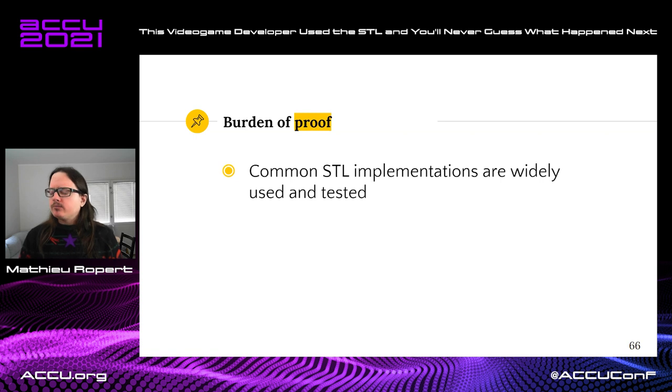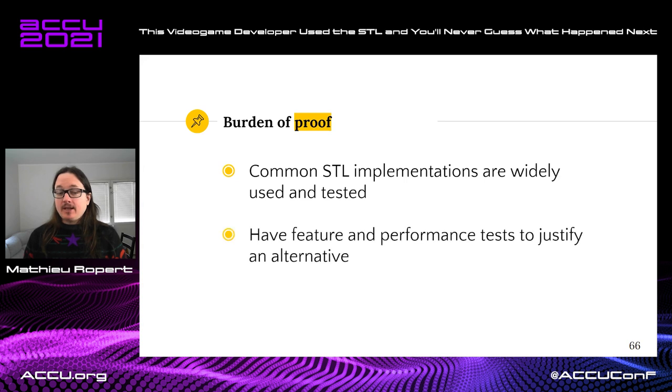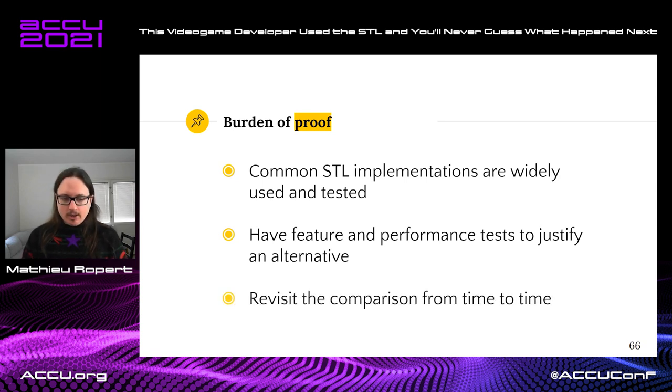I recognize that there are some things in the STL that you can do better, that it is possible to do better, but I also realize that they're widely used and widely tested. You need to have a feature and a performance test to justify an alternative. And you need to revisit it from time to time if you decide to make one. Because maybe it's true, maybe today your implementation of a dynamic array or a hash map or a map is not efficient. But will it be the case in 5 years? Will it be the case in 2 years?